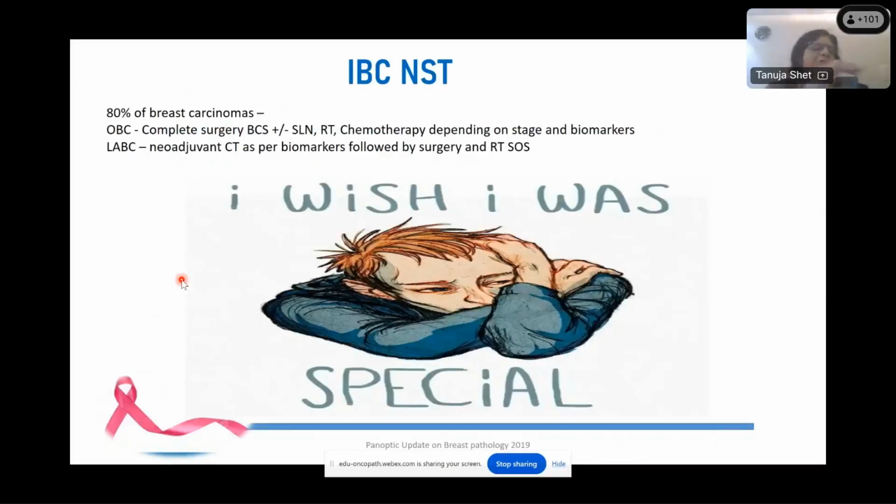So what about the IBC NSTs? Invasive breast carcinoma NST, this is what all of us regularly handle. The most important thing is what stage they are. If they're operable, we do surgery, we do sentinel node because we don't want to torture them with an axillary node dissection. We then do chemotherapy based on stage and biomarkers. And if it's locally advanced, then we give chemotherapy because we want to shrink the tumor into an operable size. It does not benefit the overall survival, but it helps to make an inoperable tumor operable. The chemotherapy is decided on biomarkers, and then you follow it by surgery, radiation, and so on.